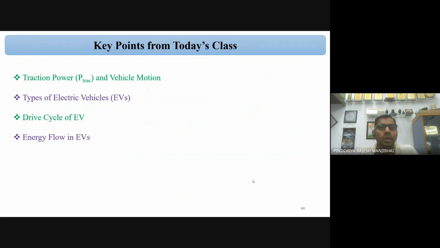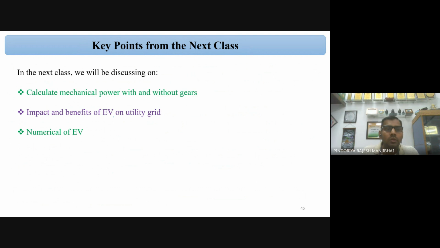So, key points from today's class. We discussed traction, power, and vehicle motion, types of electric vehicles and drive cycle, as well as the energy flow in the EV. In the next class, we will discuss how to calculate the mechanical power with and without gear. Suppose we have a gear, then how can we calculate the mechanical power? Ultimately, we have to produce the mechanical power, correct? And suppose we have a gear, then how much power and how can we calculate it?